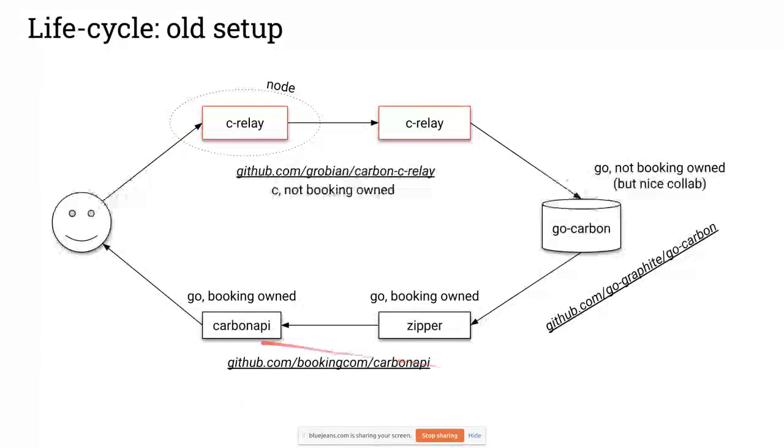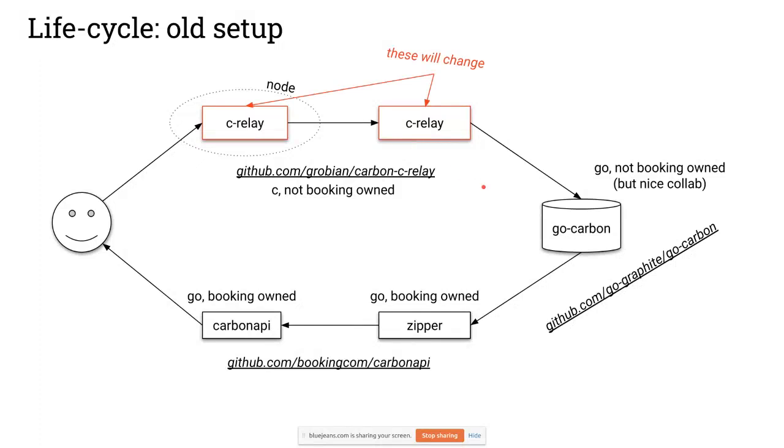So Carbon API is mainly maintained by Booking, well, one of the forks. And GoCarbon is not maintained by Booking mainly, but we have a very nice collaboration with the main maintainers. So the main action is going to happen around the relays, and they are in red. And these are the parts that are going to change.